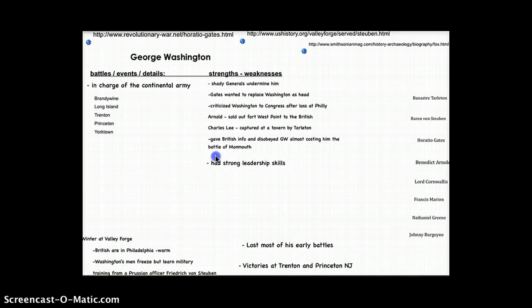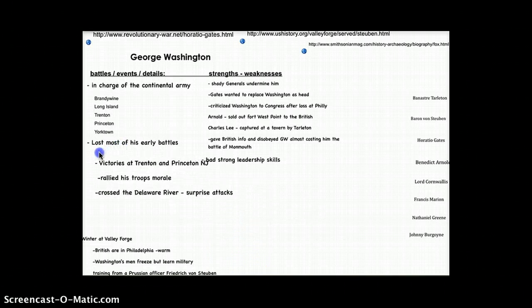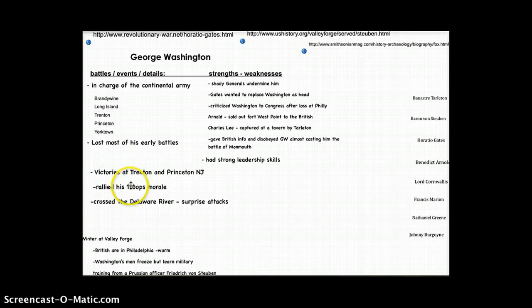This would also be a strength because he had strong leadership skills. This could go over here. He lost many of his early battles, yet he had two key victories at Trenton and Princeton, New Jersey. This rallied his troops' morale. He crossed the Delaware in a daring surprise attack, which is why it's a famous painting and it's kind of a famous part of American mythology.